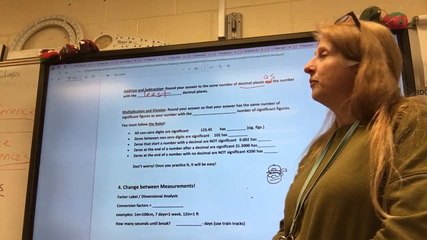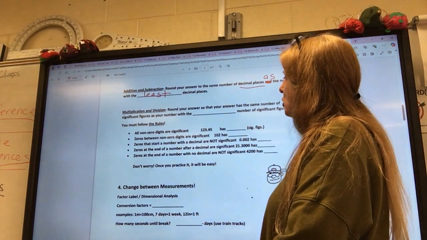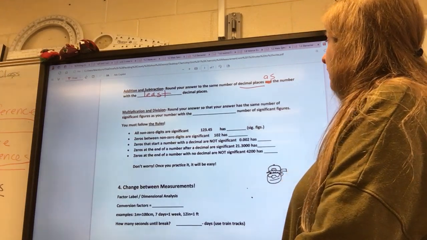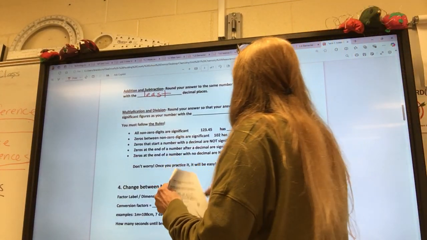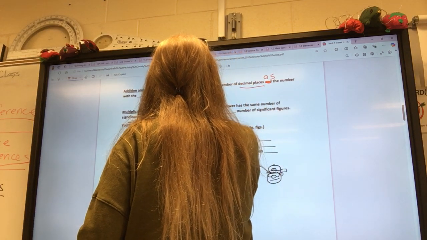Okay, now multiplying and dividing is more complicated. There are rules we follow, and these are the rules, okay? You round your answer so that your answer has the same number of significant figures as your number with the least number of significant figures.